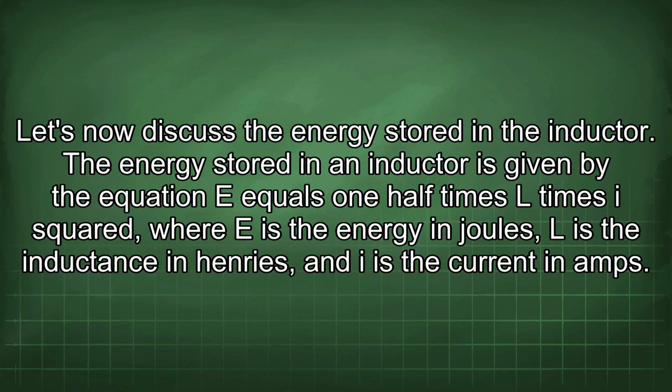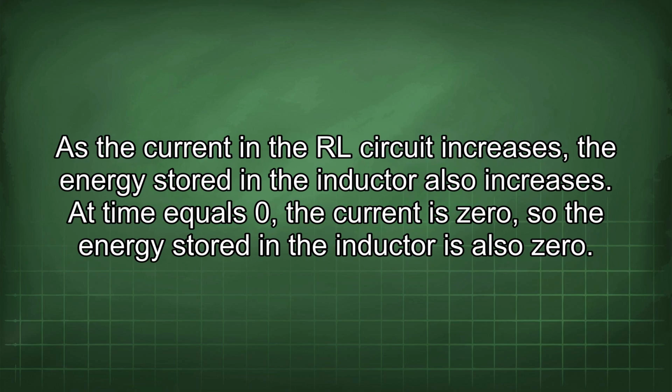Let's now discuss the energy stored in the inductor. The energy stored in an inductor is given by the equation E equals 1/2 times L times I squared, where E is the energy in joules, L is the inductance in henries, and I is the current in amps. As the current in the RL circuit increases, the energy stored in the inductor also increases. At time equals 0, the current is 0, so the energy stored in the inductor is also 0.